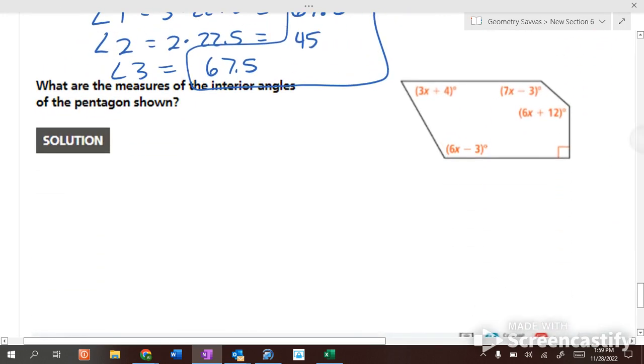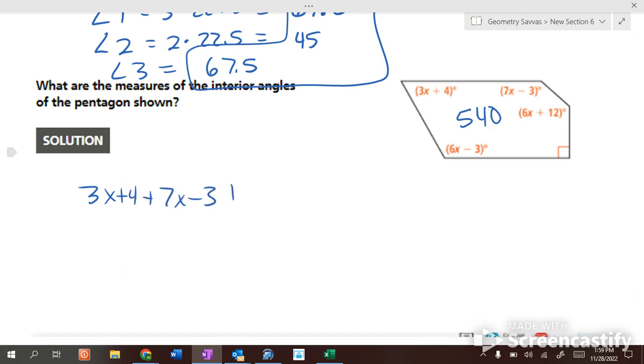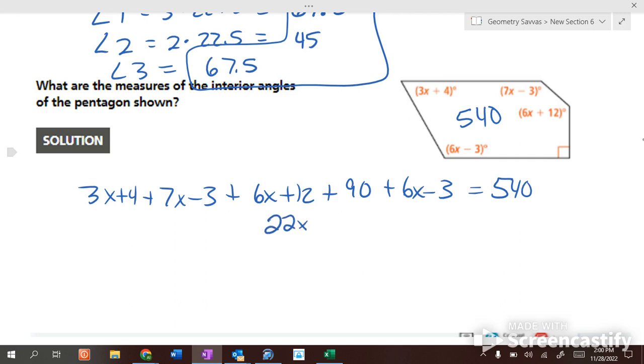Okay. Hey, here's another pentagon. What do pentagons always add up to? 540. So, 3x plus 4, plus 7x minus 3, plus 6x plus 12, plus 90, plus 6x minus 3 equals 540 degrees. What's 3x plus 7x? 10x plus 6x? 16x plus another 6x? 22x. 4 minus 3? 1 plus 12 is? 13 plus 90? 103 minus 3? 100. Equals 540.